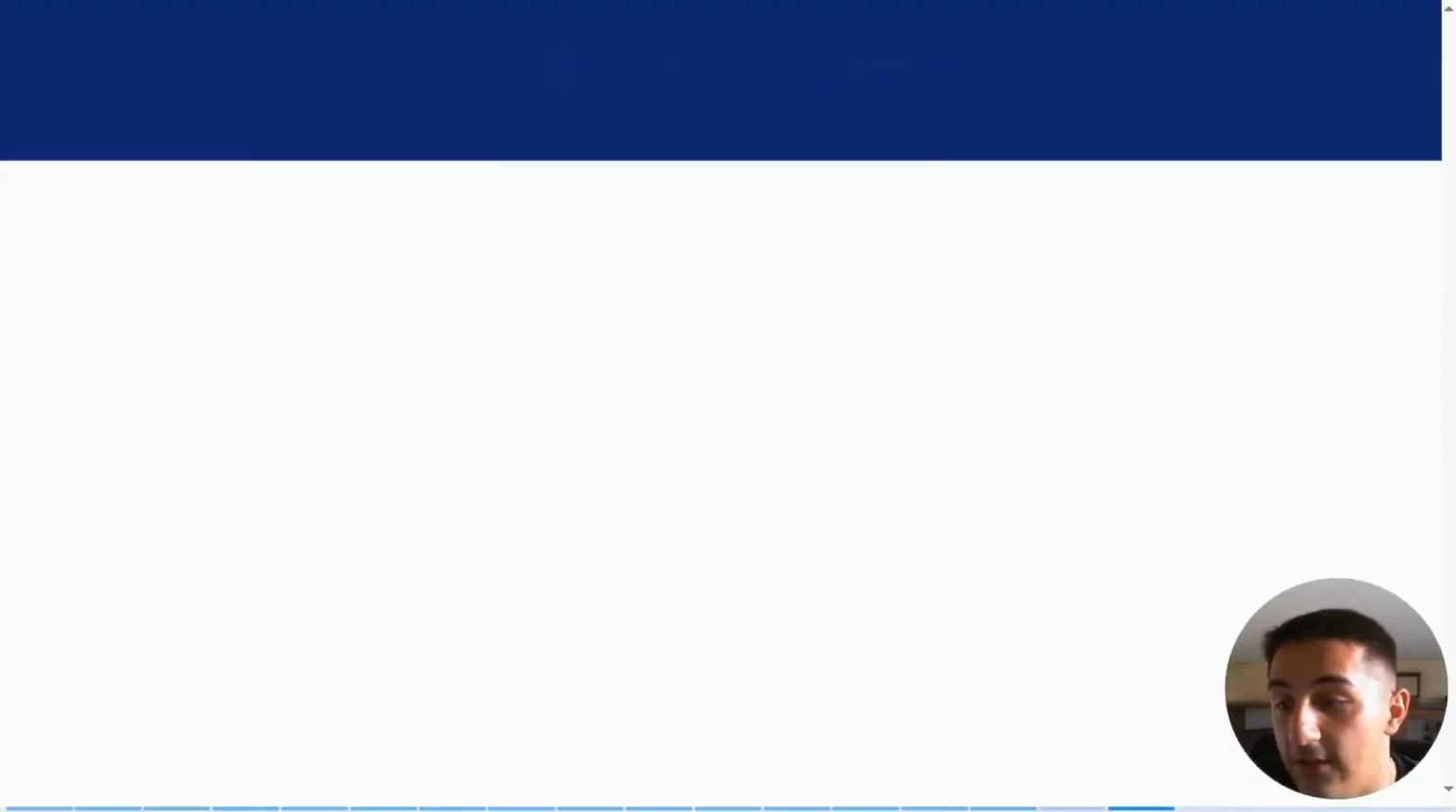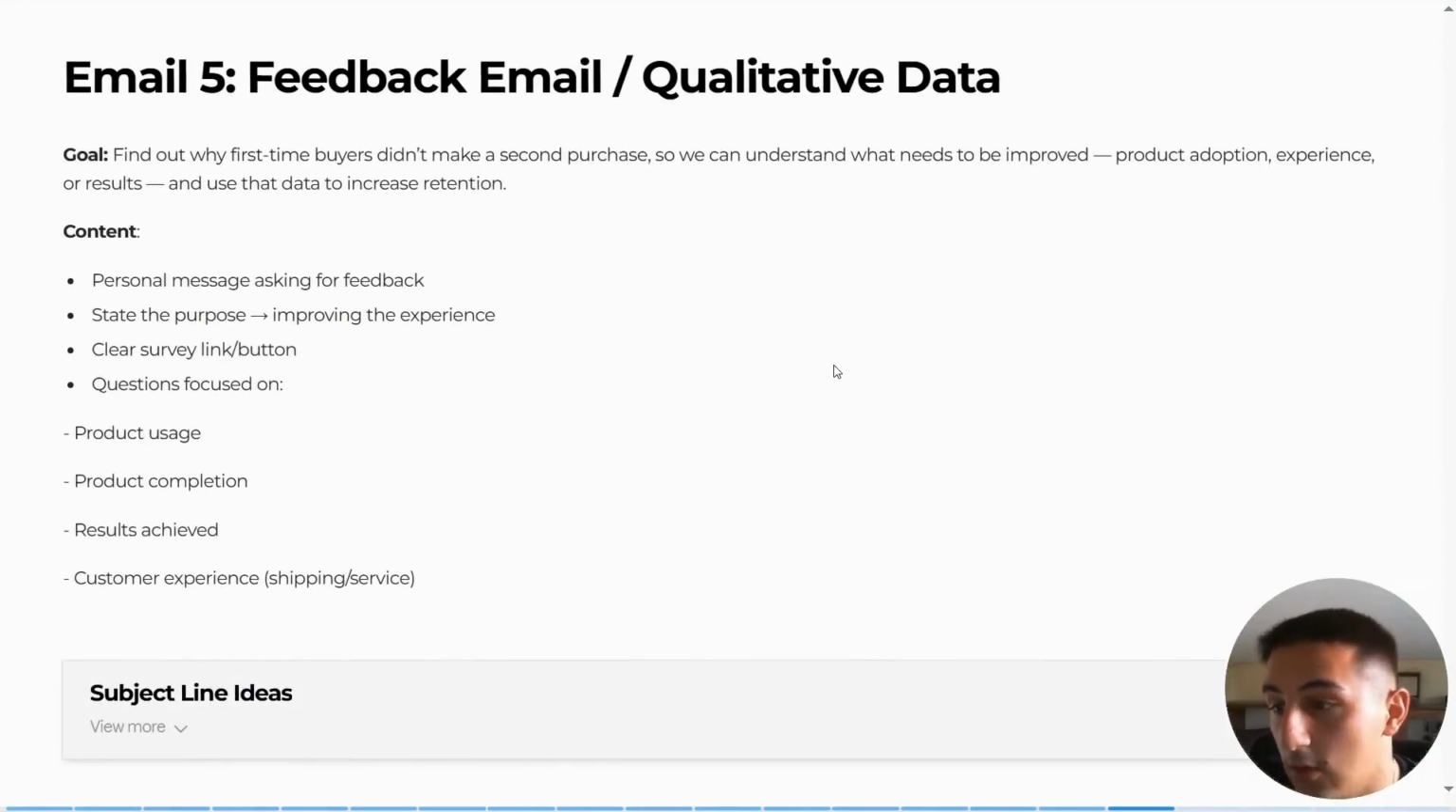So for email 5, this is the feedback email or the qualitative data. So the goal here is just to find out why first-time buyers didn't make a second purchase, so we can understand what needs to be improved. So product adoption, experience, or results, and we use that data to increase retention.